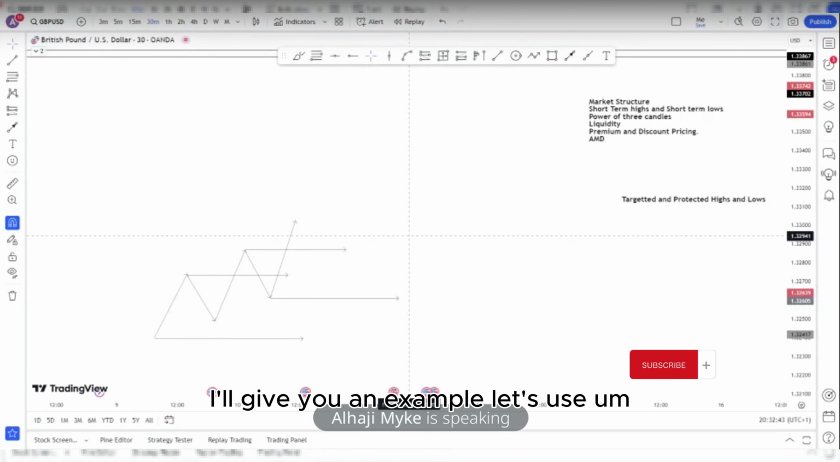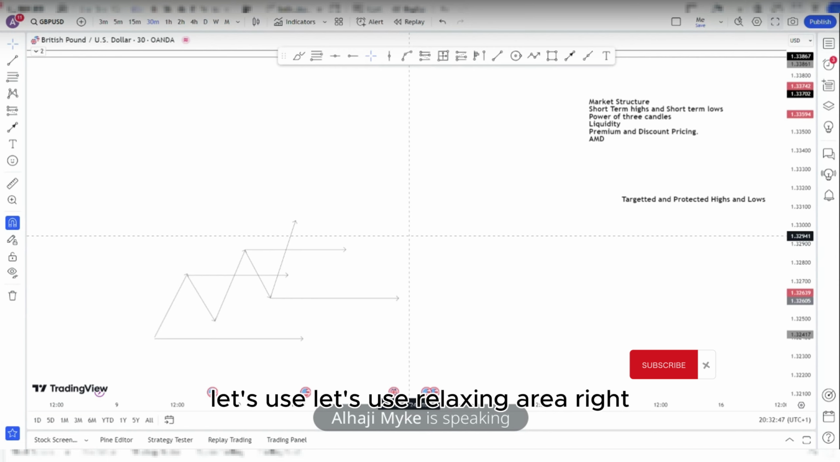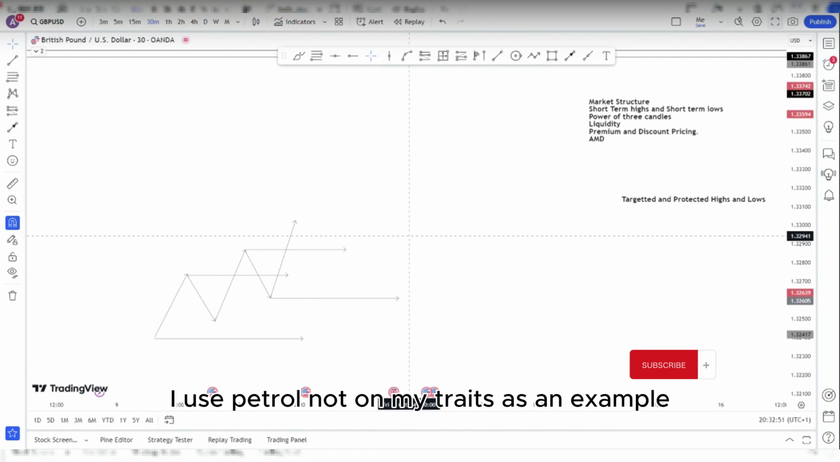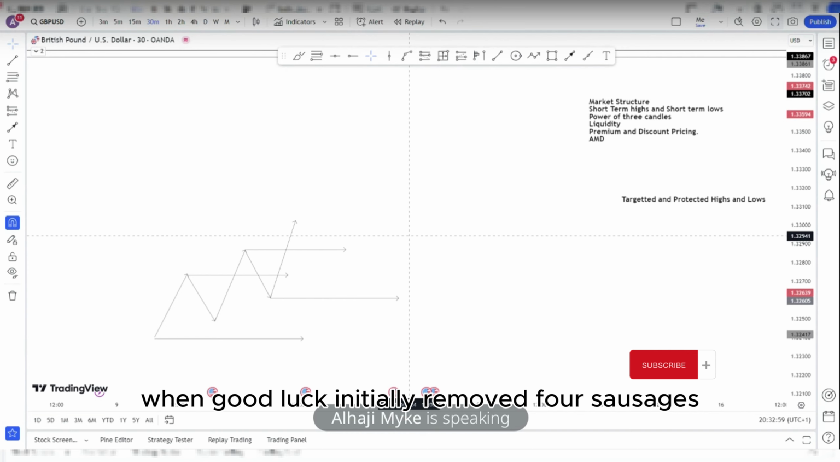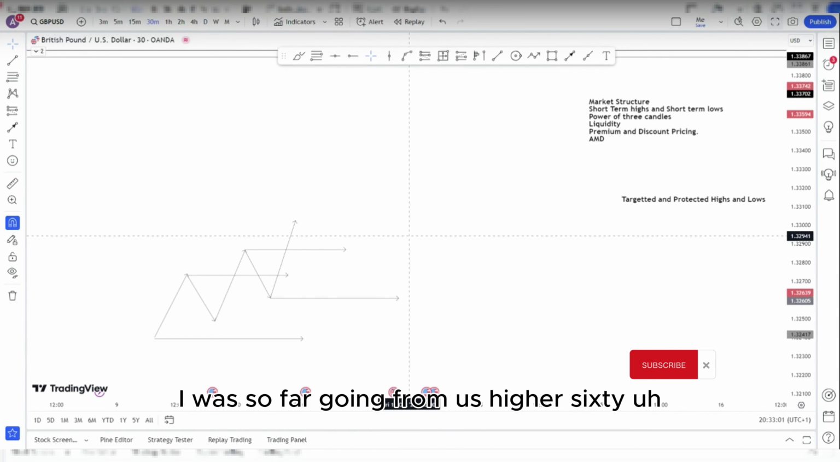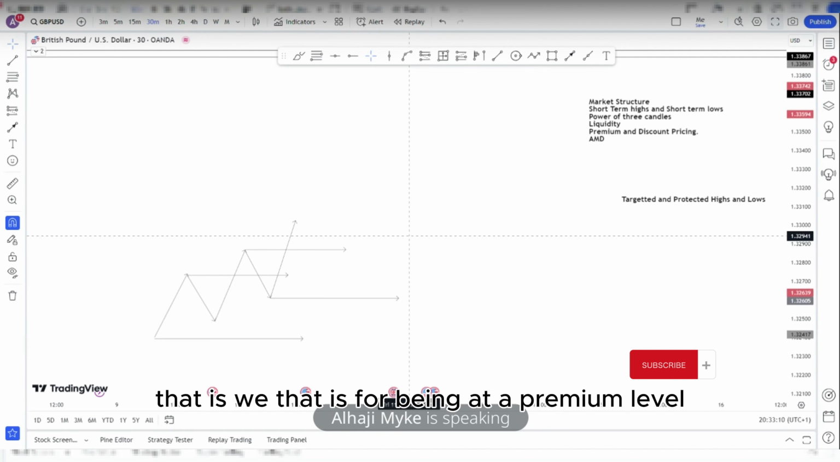I'll give you an example. Let's use a real-life scenario. I think in one of my trades I used petrol as an example. So in 2011, during Goodluck's time, when Goodluck initially removed the fuel subsidy, fuel went from as high as 60 naira to 145 naira per liter, right? Now, from 60 naira to 145 naira per liter, that is fuel being at a premium level.